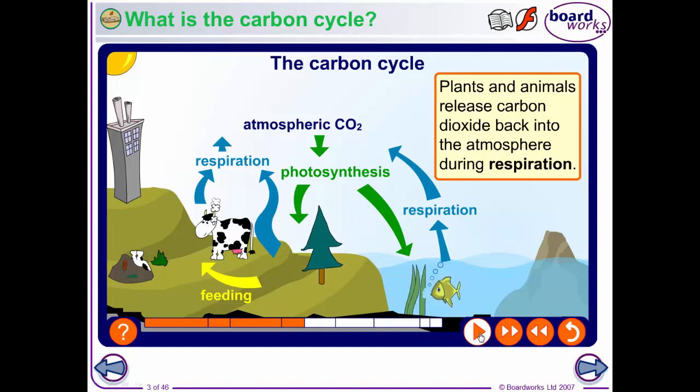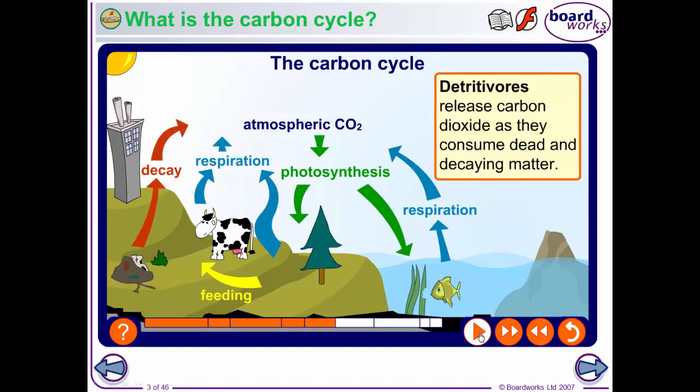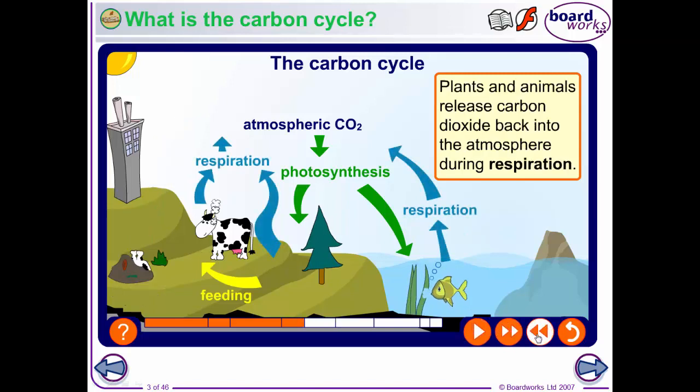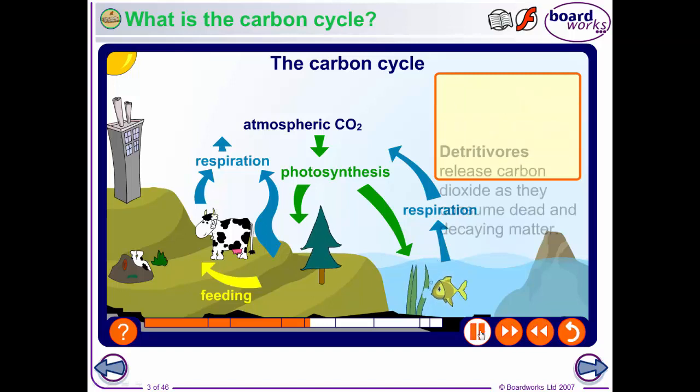But then plants and these animals release the carbon dioxide back into the atmosphere through respiration, which is basically by breathing. And that's the main part of the cycle. But there are some other contributors to the carbon cycle.